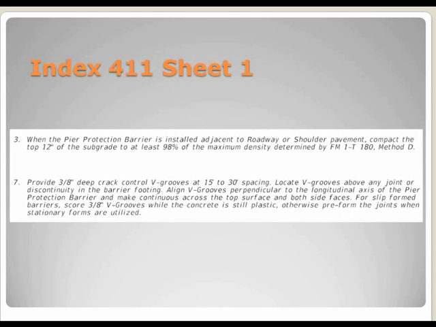Align the V groove perpendicular to the longitudinal axis of the pier protection barrier, and then make it continuous across the top surface and both side faces. For slip form barriers, score 3/8 inch V grooves while the concrete is still plastic. Otherwise, preform the joints when stationary forms are utilized.